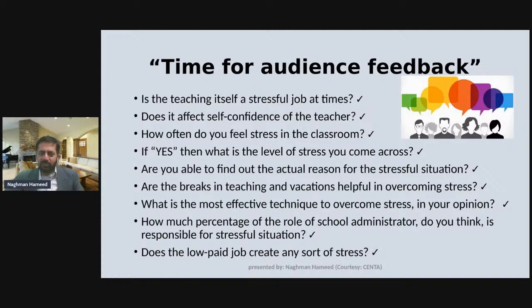What is the most effective technique to overcome stress, in your opinion? Let's come to the controlling techniques. Any technique that you think is good to control stress. Okay, that's good. Somebody wrote, I don't feel stressed while teaching. That's great. It means you're a very good teacher.